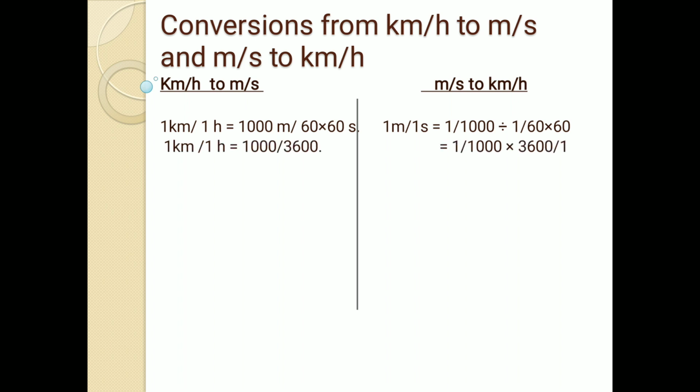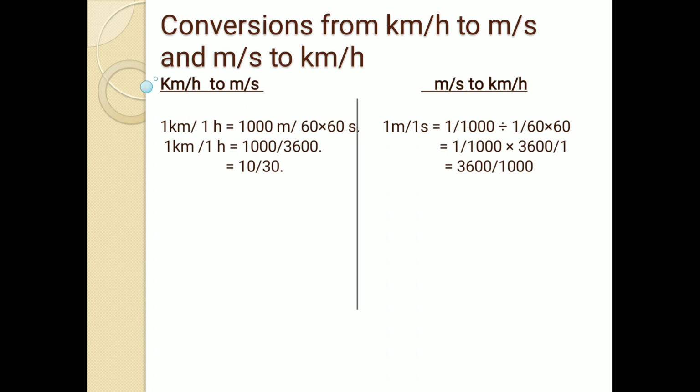See, 1 kilometer divided by 1 hour is equal to 1000 divided by 3600. First I will explain only the left hand side, okay? Kilometer per hour to meter per second. After that we'll go for the other. So now if you simplify, the 20s get cancelled. So 10 divided by 30.